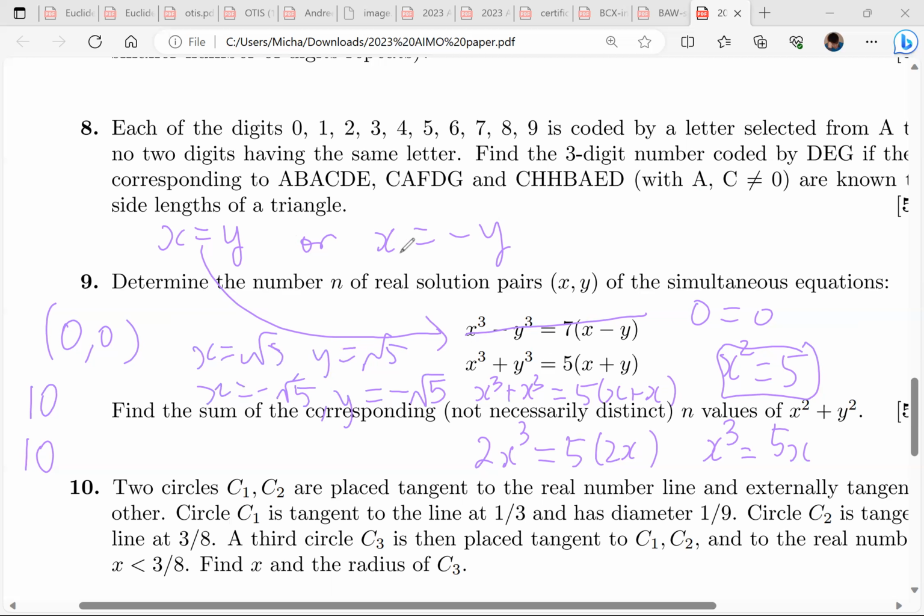so that, if x equals minus y, this thing's 0 now. Yeah? And the other one becomes 2x cubed equals 7 times 2x. So then x squared equals 7. And so it's the same thing, but now it's x equals plus or minus root 7, and y equals minus plus root 7. Yeah?